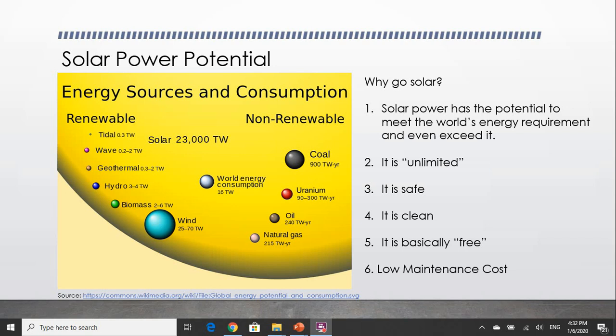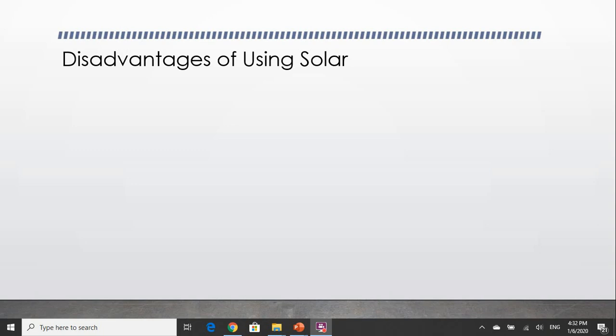So in the previous slide, we have seen the advantages of using solar power. Now we'll see the disadvantages of using solar power. First thing is it has a high initial cost.